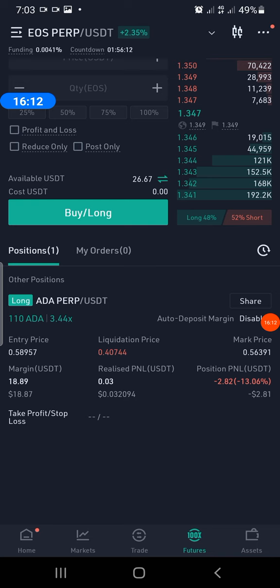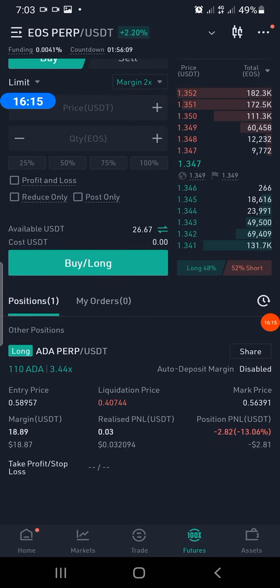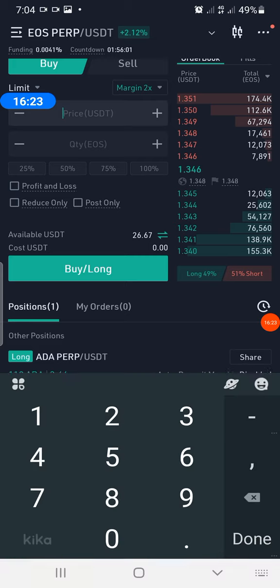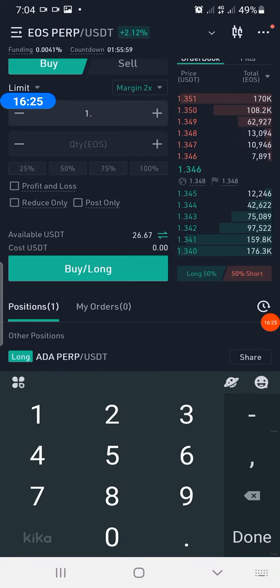So assuming I gave an entry price for this currency, all you have to do is, maybe I gave an entry price of 1.345. You go here and put 1.345.